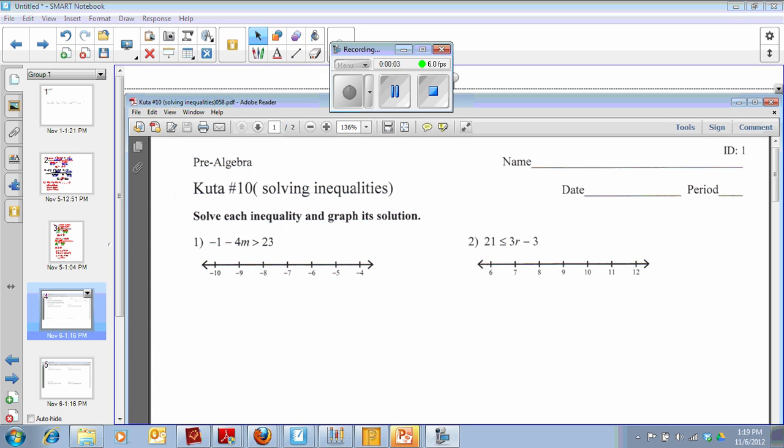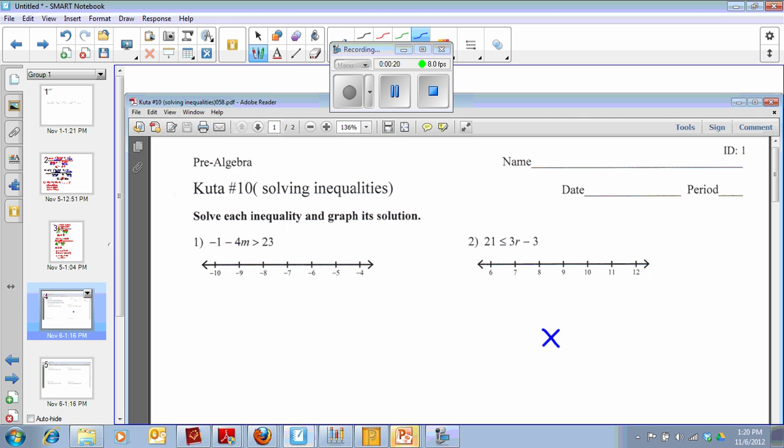This video goes with Kuta handout number 10, and it's solving and graphing inequalities. The first thing I want to talk about is how we would graph an inequality. I'm just going to put an example up here and talk about why we would do it. Let's say I want to graph something where x is greater than a positive 9.